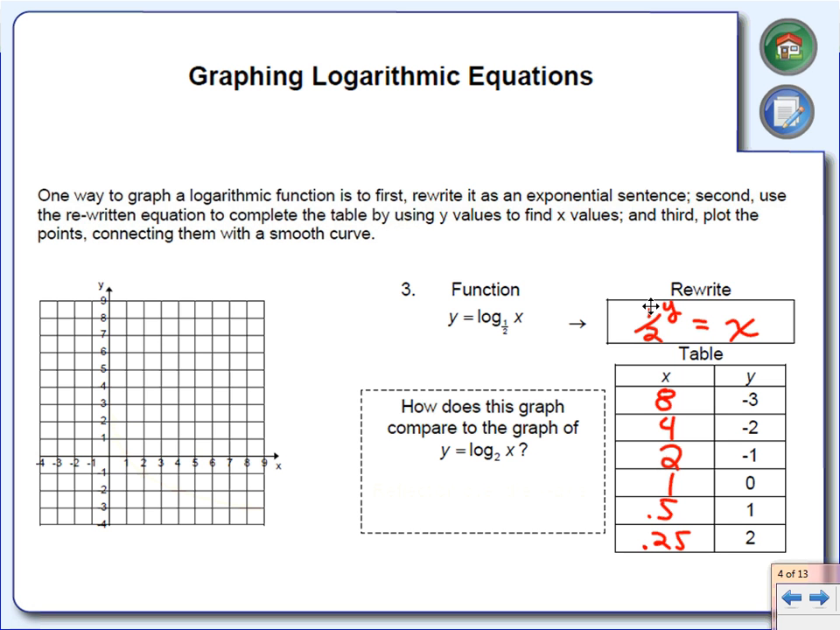All right, so we just completed the table. So what I want you to do now is go ahead and sketch me the graph here. Plot the points, connect the dots. Let's see what we get.